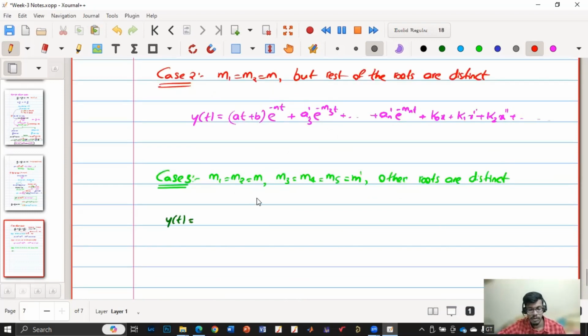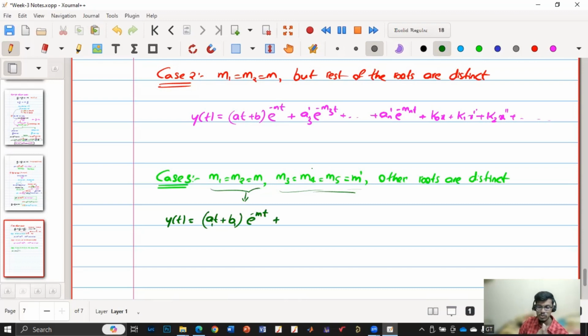So for this case, what will be any idea? You can consider this to be an individual case, and this to be an individual case, and then we can write the solution. Any ideas or any guesses? No, sir. So we can treat them individually. Forget about this part first. First we'll consider this part. For this part, what will be the expression? At plus b, similar to case 2, right? So I'll consider a1t plus b1 into e to the power minus mt.